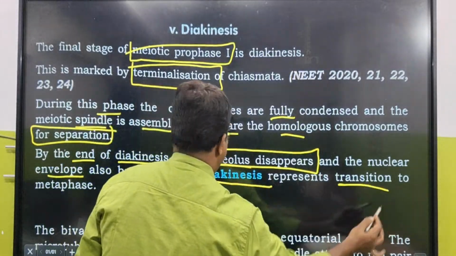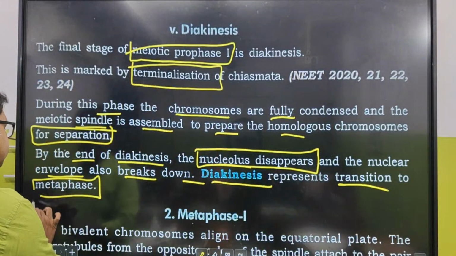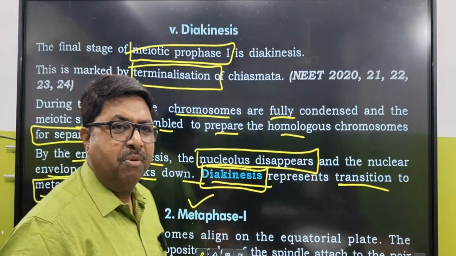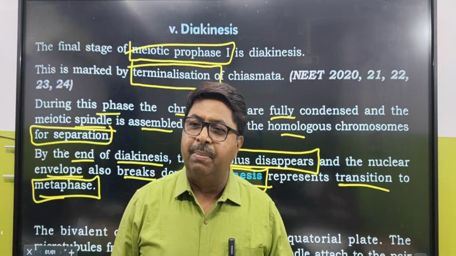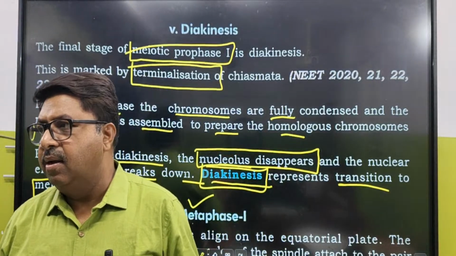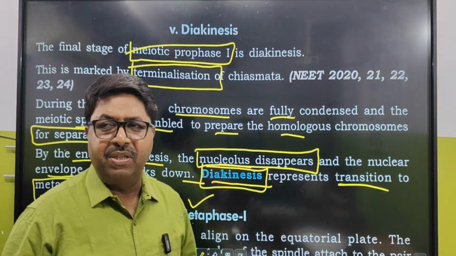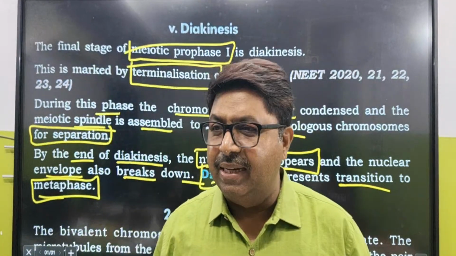Diakinesis represents transition to the metaphase. Diakinesis coming means going into which stage? Prophase completed and now you are stepping into metaphase 1. Clear? Any issues with this? So what is the specialization in prophase 1? Crossing over, this is the specialization.